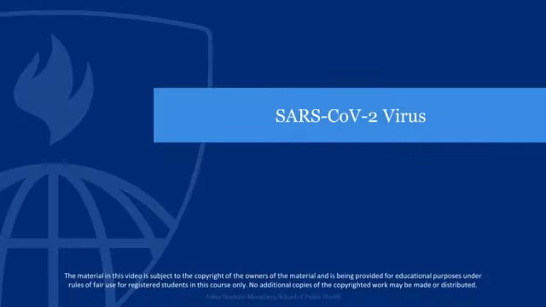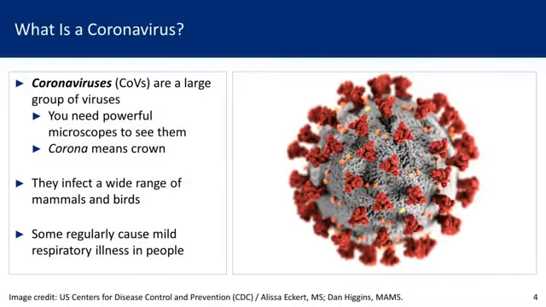Now let's talk about the virus that causes COVID-19. So the virus that causes COVID-19 is a coronavirus. Coronaviruses are a large, diverse group of viruses, and you need powerful microscopes to be able to see them. Corona means crown. And as you can see on this slide, the virus looks like it has a crown around it. That's how coronaviruses got their name.